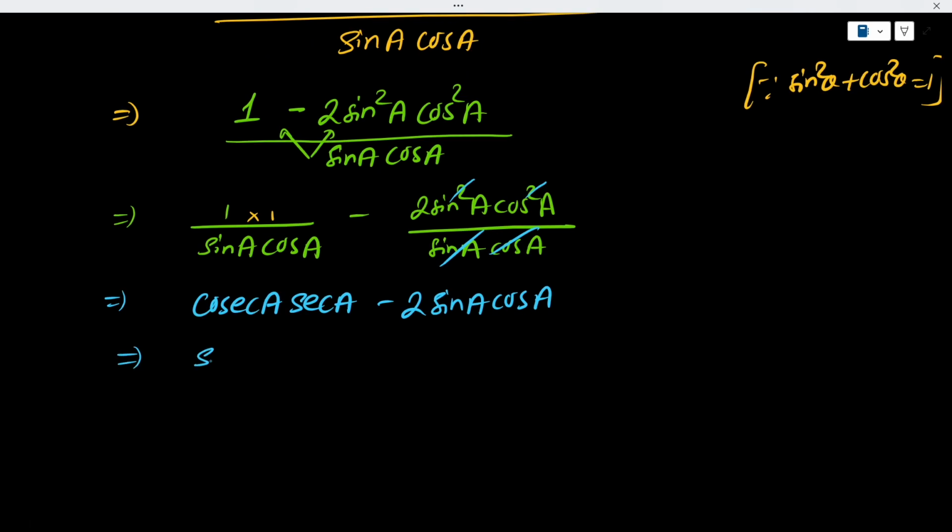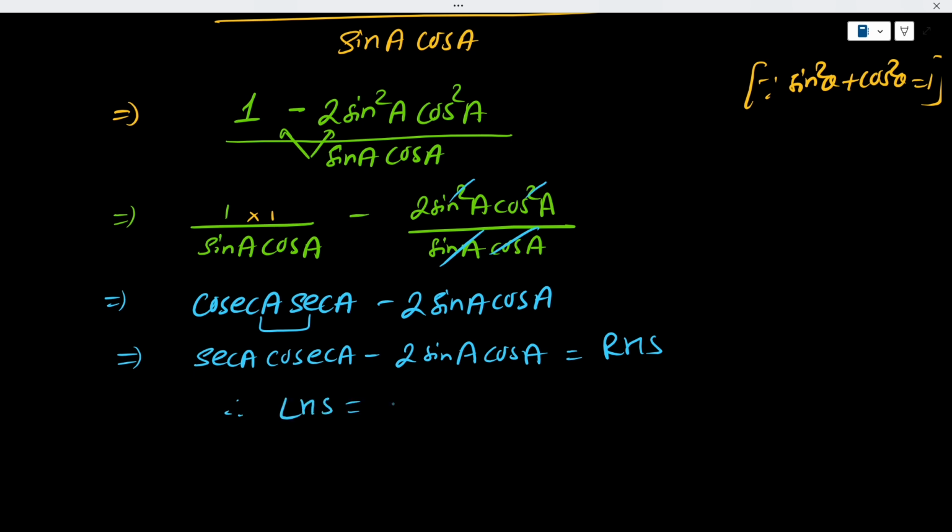Please rearrange as per the given question. Because it's multiplication, you can change the order also. Minus 2 sin A cos A, which is nothing but you reach the right hand side, and left hand side is equal to right hand side. So your identity is proved here.